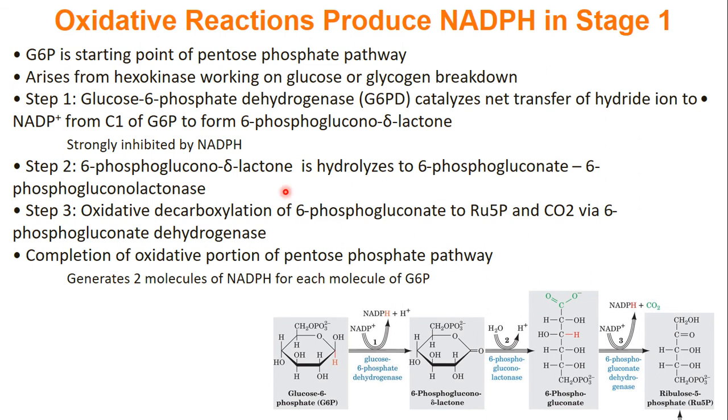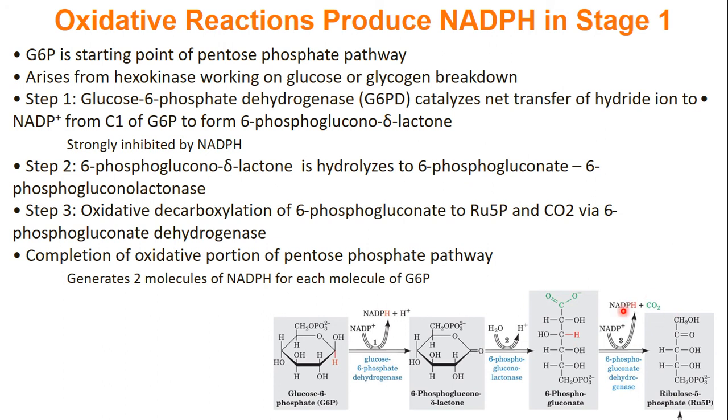Step 2, you're going to take this 6-phosphoglucono delta lactone. You're going to hydrolyze it to 6-phosphogluconate using 6-phosphogluconolactonase. So that is a mouthful. But what you're doing, taking this molecule, using the enzyme 6-phosphogluconolactonase. So it's the name of our molecule, and instead of lactone, you just add ase. That's how you get the name of your enzyme. And you're making 6-phosphogluconate, right? So that's step 2.